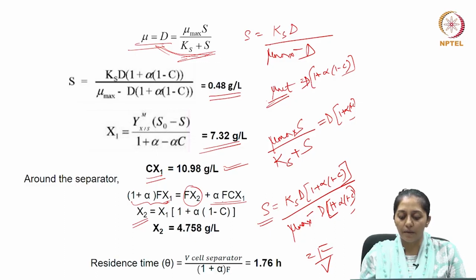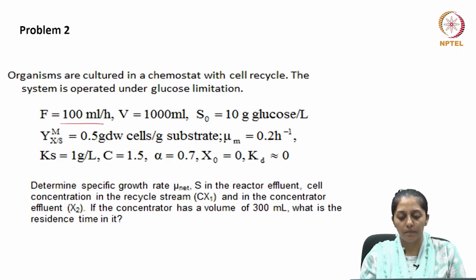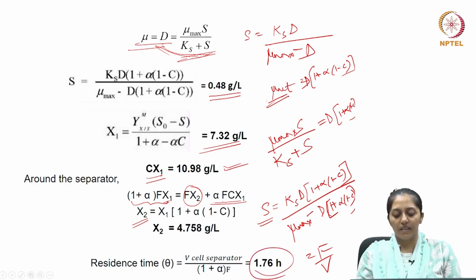Now, residence time in the cell separator would be V by F. So, the volume in the cell separating device divided by the flow rate, incoming and outgoing will be the same, which is (1 plus alpha) times F, and the volume of the cell separator was given in the problem, which is 300 ml. So, we can determine the residence time by V by F, where F is the flow rate in the cell separating device, which comes out to be 1.76 hours.